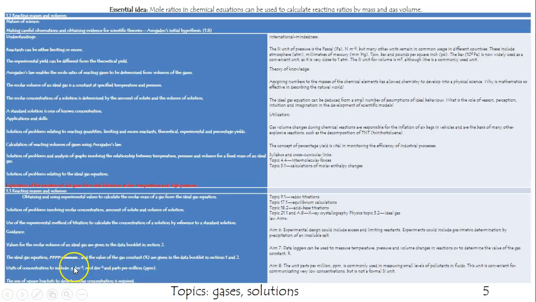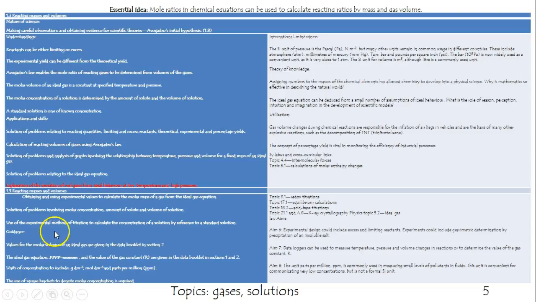So grams per cubic decimeter is a little different. We should be able to convert that based on the molecular weight to moles per cubic decimeter, and we should also be familiar with parts per million. Finally, we should know that the use of square brackets means something specific, and that means molar concentration. Okay, that's what we need to know for the first unit, which is stoichiometry.